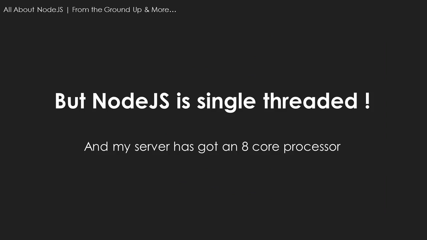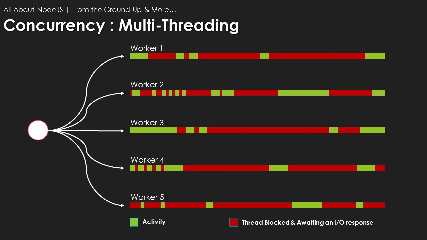But Node.js is single-threaded and my server has got an 8-core processor. In the traditional programming paradigm, concurrency is typically handled by multi-threading. Here is how it works.